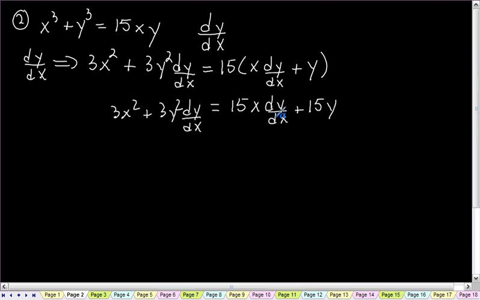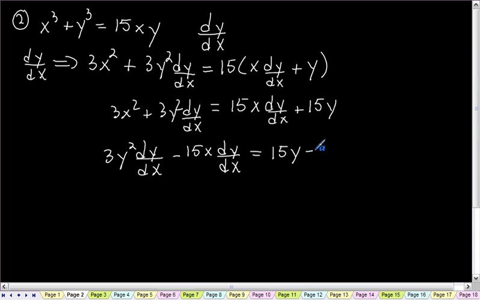I want to move all the dy/dx's to one side, everything else to the other side. So I'm going to keep the 15x dy/dx on this side, and on the left 3y squared dy/dx. I'm going to subtract the 15x dy/dx from this side, getting rid of it. So I'm left with minus 15x dy/dx on this side. At the same time, I'm going to subtract 3x squared to get rid of it from this side, and put it on the other side. So on this side, I have 15y that stays there, and I bring the other term over by subtracting it. I'm left with that.